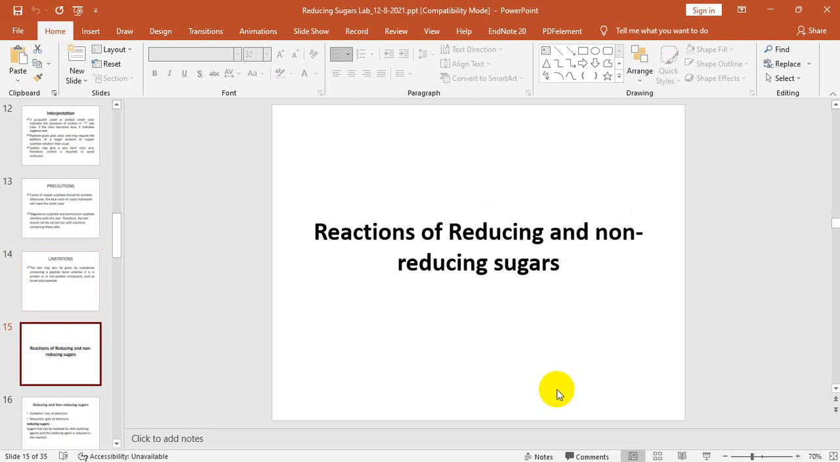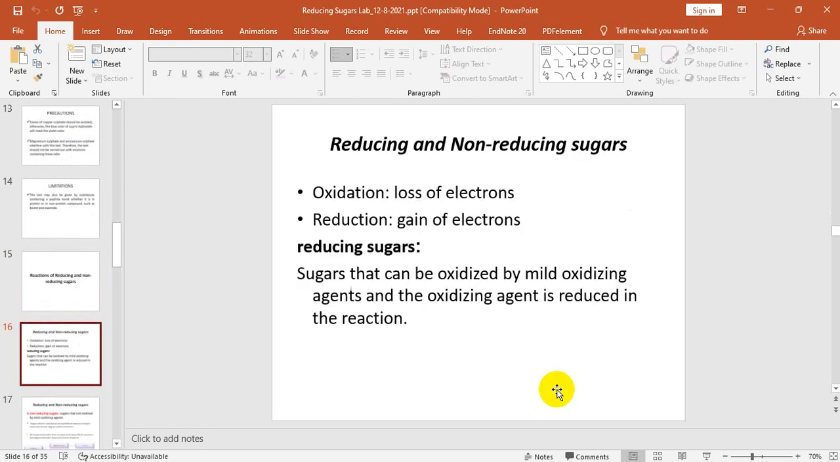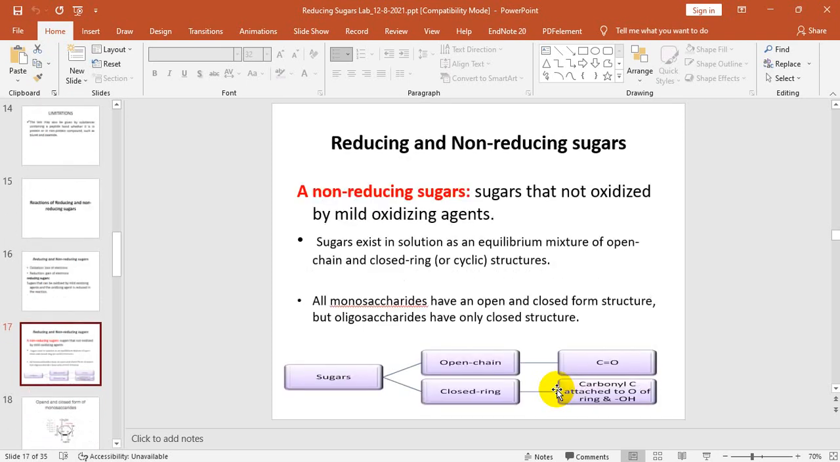Reactions of reducing and non-reducing sugars. In reducing and non-reducing sugars, we have oxidation, that is loss of electrons, and reduction, gain of electrons. So reducing sugars are sugars that can be oxidized by mild oxidizing agents, and the oxidizing agent is reduced in the reaction. You remember your redox reactions I taught in first semester. A non-reducing sugar is a sugar that is not oxidized by mild oxidizing agents.